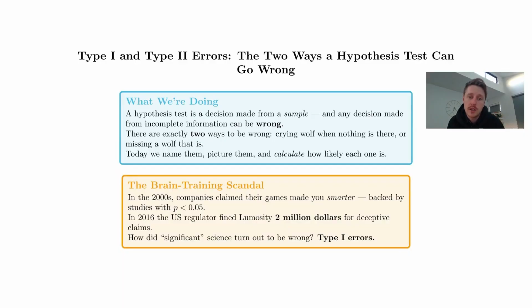So the brain training scandal. In the 2000s, companies were claiming that their games made you smarter, backed by studies with p-values less than 0.05. In 2016, one of the companies, Lumosity, got fined for deceptive claims. So we're going to ask ourselves the questions: how did these significant science claims turn out to be wrong? And the answer to that is type 1 errors, as we will come to find out.